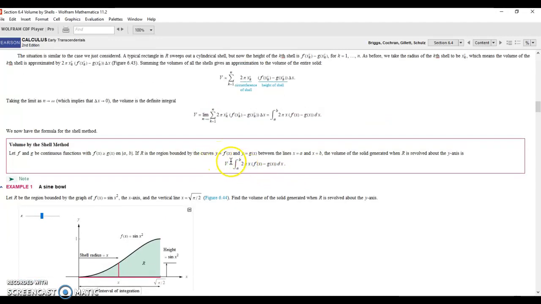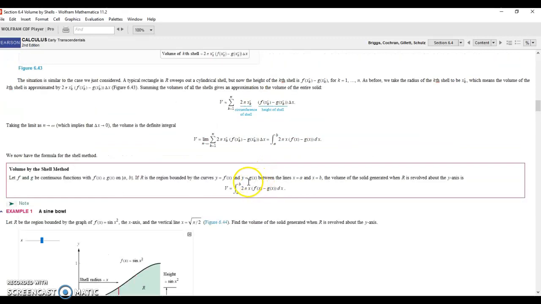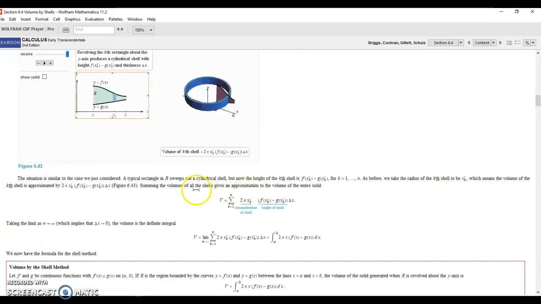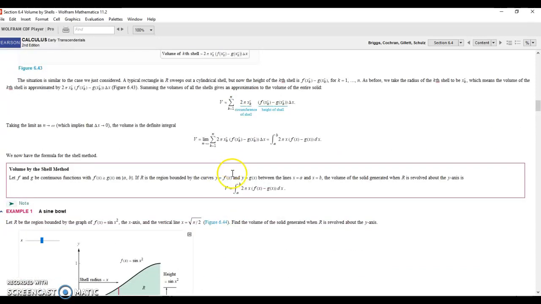So this time our volume is going to be based around the volume of a cylinder formula. So we have 2 pi x times f(x) minus g(x). And you can see where the breakdown of that comes from. The 2 pi x part is the circumference of each one of the shells. The height of each one of the shells is f(x) minus g(x). And then we have our little delta x over here. That becomes our dx, and that's like the width of each one of the shells. So we're getting the volume of all these little shells, we're adding them up. That's exactly what we're going to do in our integral here.